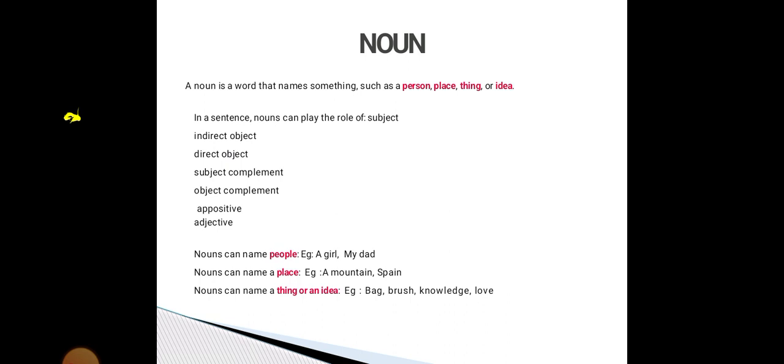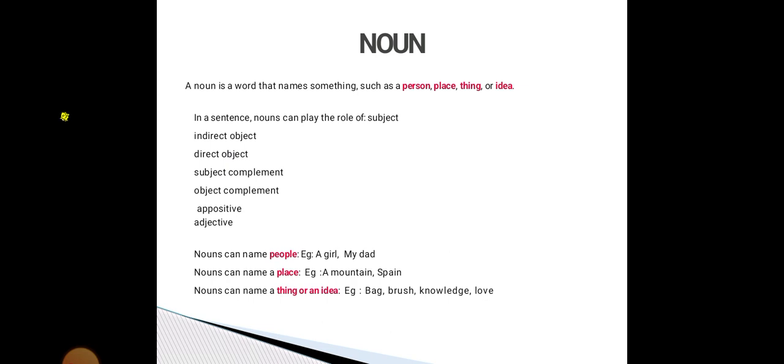In a sentence, what roles can a noun play? The noun can play the role of subject, indirect object, direct object, subject complement, object complement, appositive, and adjective. Each and every sentence has some of these: subject, indirect object, direct object, subject complement, object complement, appositive, and adjective. These are the roles that nouns can play.